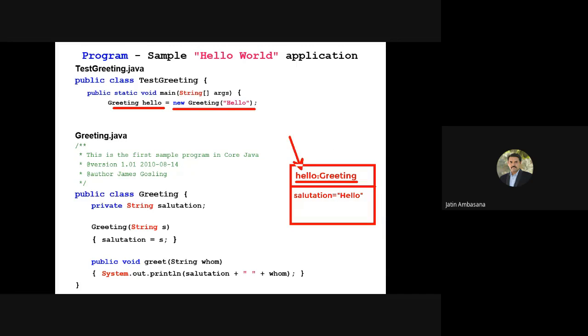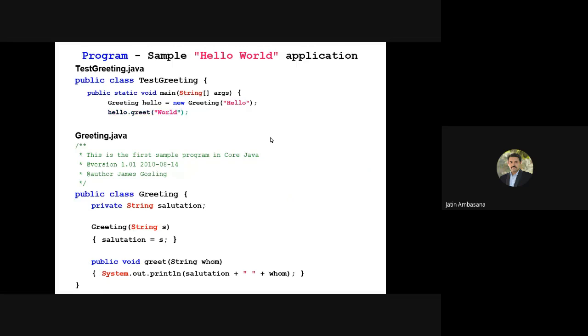There is a hello variable that is of type greeting. So it is basically a Java reference variable. This hello is called a reference variable, and inside it has a variable called salutation of type string, which has the value hello. Understand? This is how the object is created, and this is the state of that object right now.